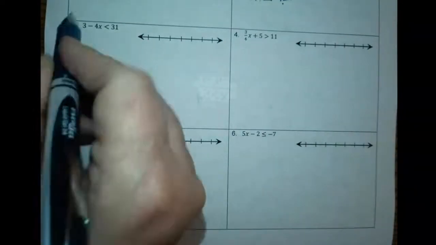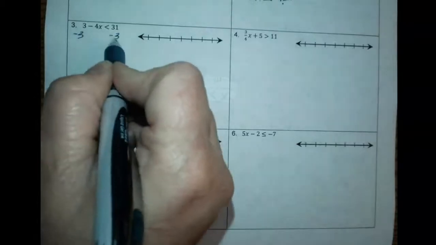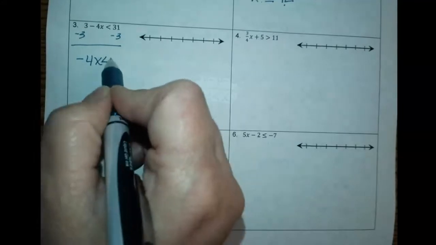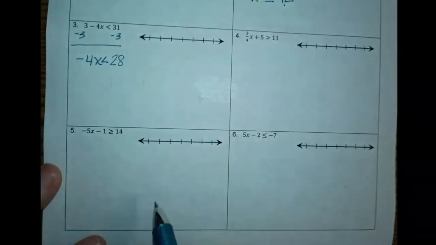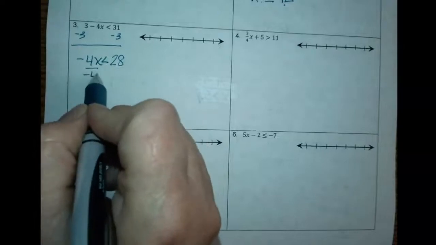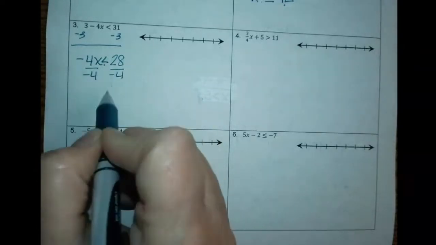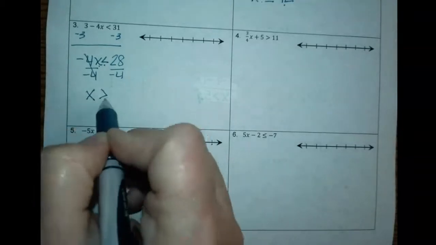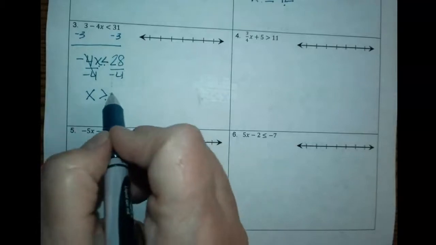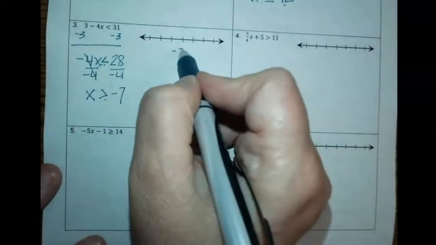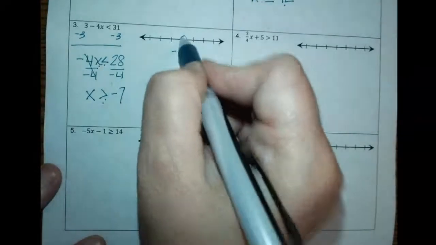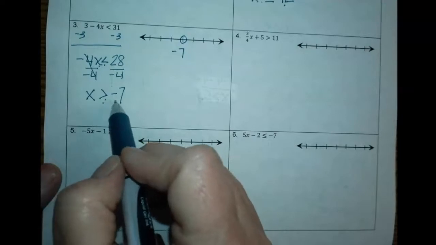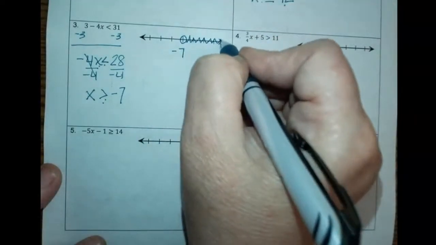We're trying to get the x alone, so we're going to subtract 3 from both sides. We get -4x is less than 28. To get x alone, we have to divide by a negative, so instead of less than, we have to have a greater than. These cancel, and we have x is greater than 28 divided by -4, which is -7. There's no equal to, so you have an open circle, and greater than a number is to the right.